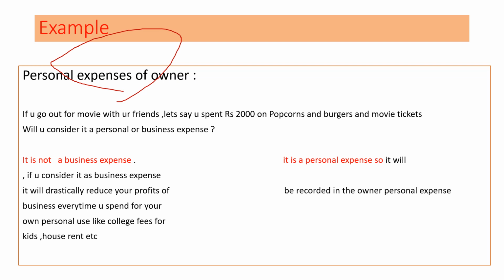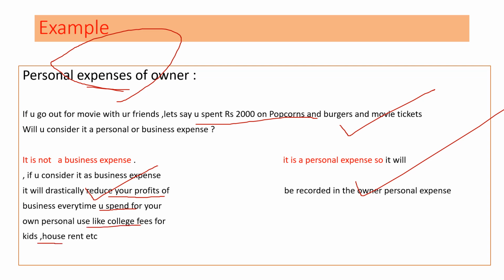Let us understand the personal expenses of the owner. If you go out for a movie with your friends, and spend rupees 2000 on popcorn, burgers and movie tickets, is it a business expense or a personal expense? It is a personal expense, and it will be recorded in the owner's personal record book. But if you consider it a business expense, it will drastically reduce the profits of the business every time you spend for your own personal use, like college fees for kids or house rent.